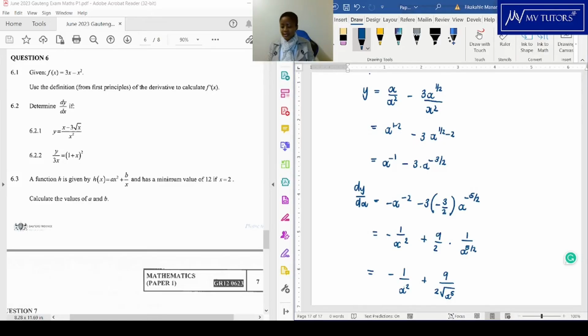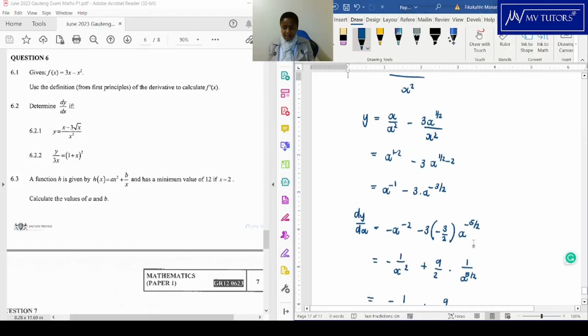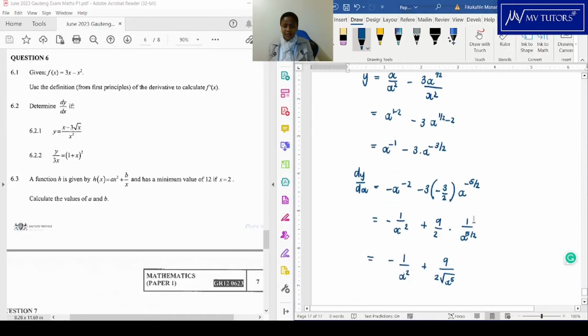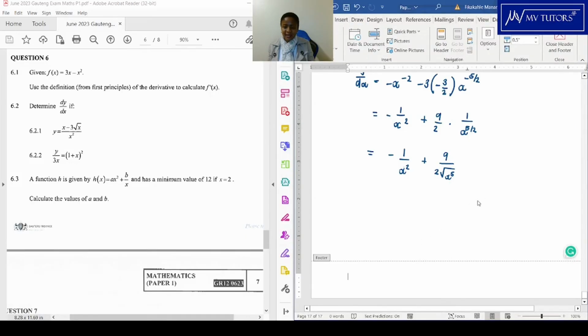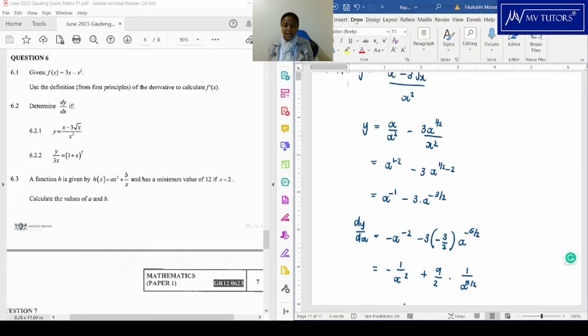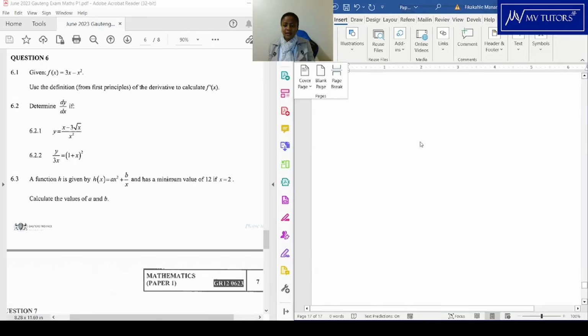All right, and so now we are going to do 6.2.2. Oh, snap. I am running out of pages over here. So let's just add a page. Alrighty. And let's see what we can do with 6.2.2.